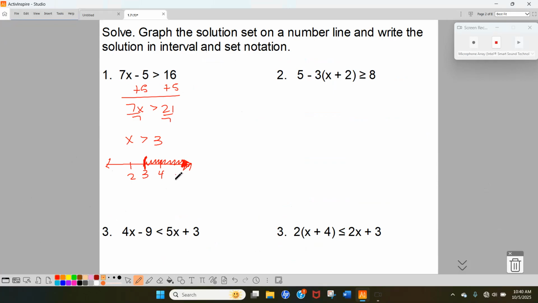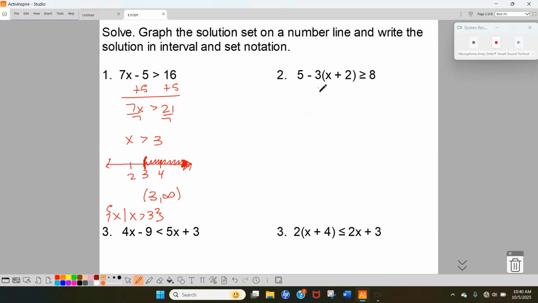It's a parenthesis starting at 3, go to infinity. Infinity always gets a parenthesis because you can't be infinity. All right, and then set notation is really just what you got as your answer. You just put the fancy set of x's such that, and then your answer, and then close your little brackets, your braces.